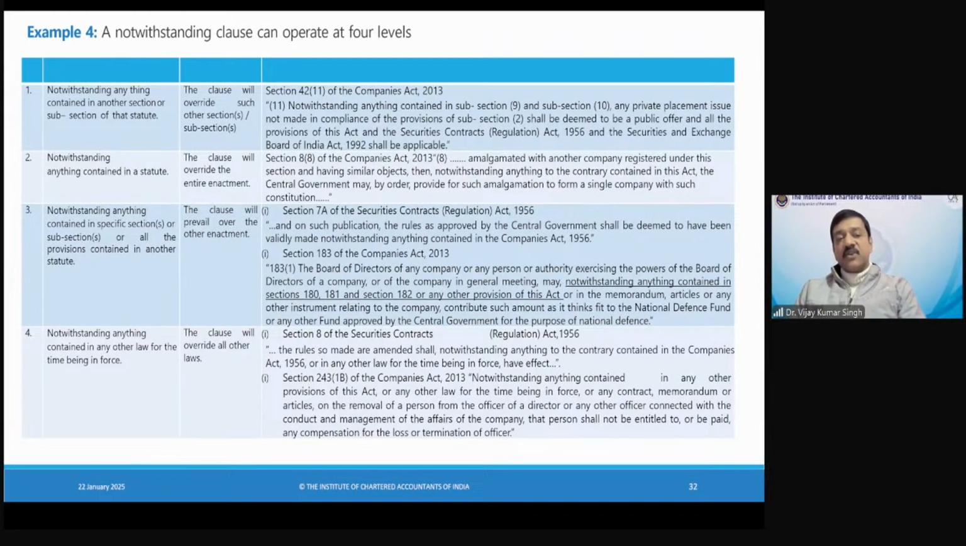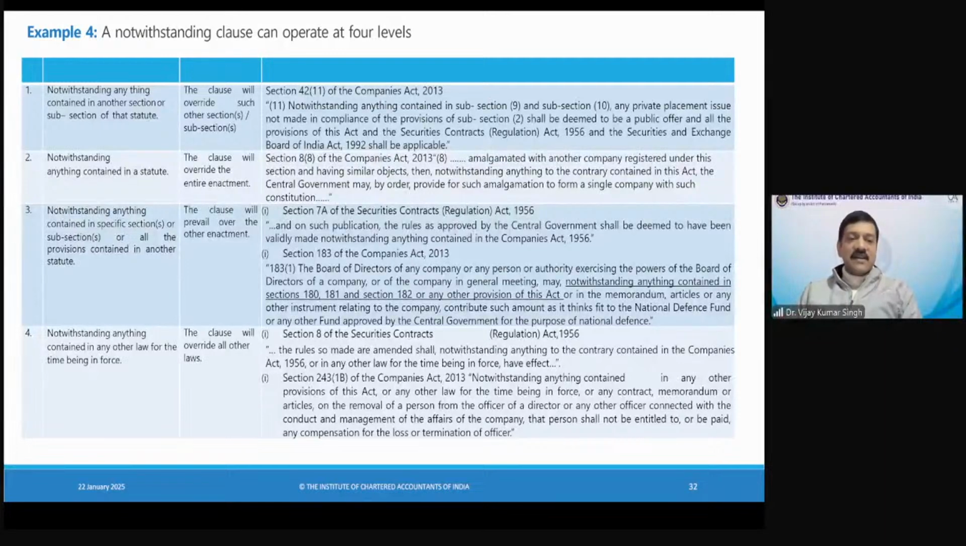Subsequent one, second is notwithstanding anything contained in a statute. So it says section 8.8 of the Companies Act. It is saying amalgamated with another company registered under this section and having similar object, then notwithstanding anything contrary contained in this Act, the central government may by order. So you see, it is basically saying the whole Act as notwithstanding. So whatsoever has been said in this particular Act, what is mentioned in section 8.8 gets precedence over anything which is mentioned in the Act. So this is what the second level says.